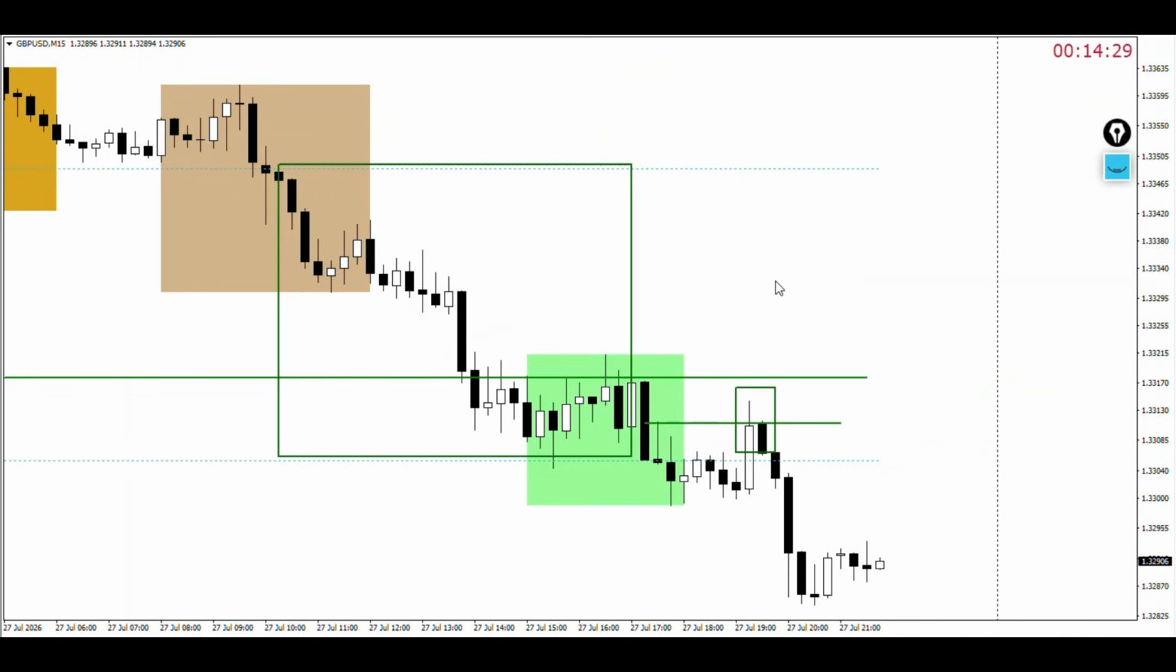So I hope you understand the trade setup, which is continuation and reversal, and how you know whether the market will continue or reverse.